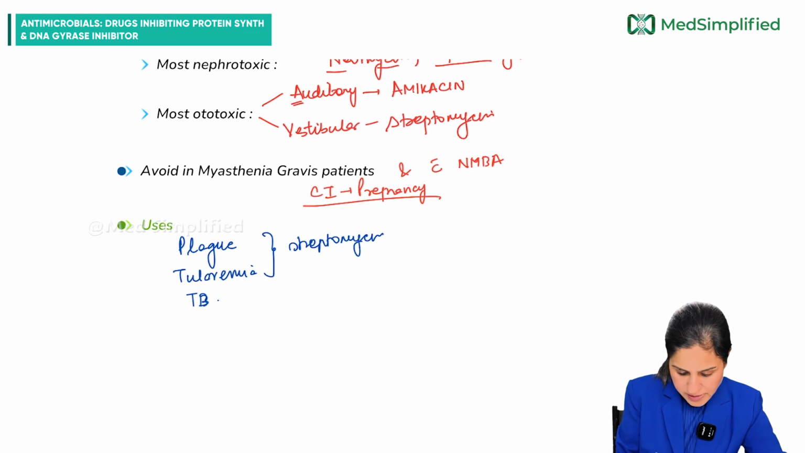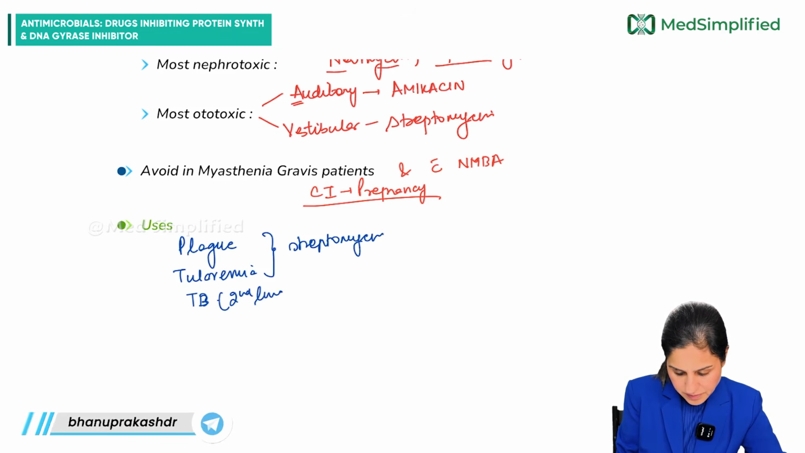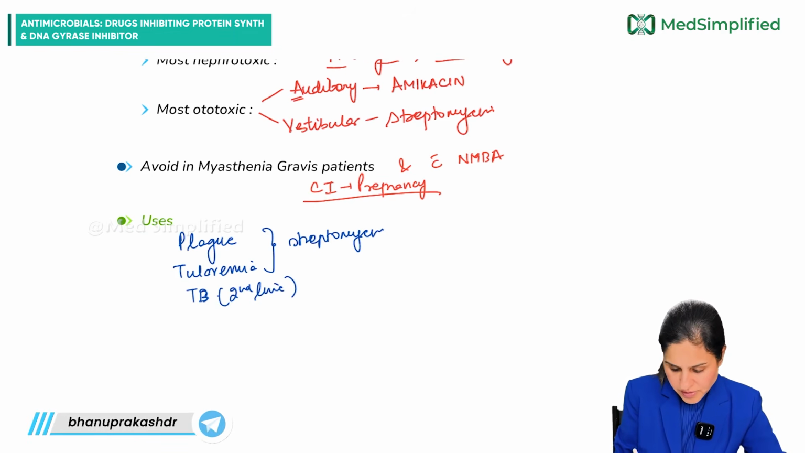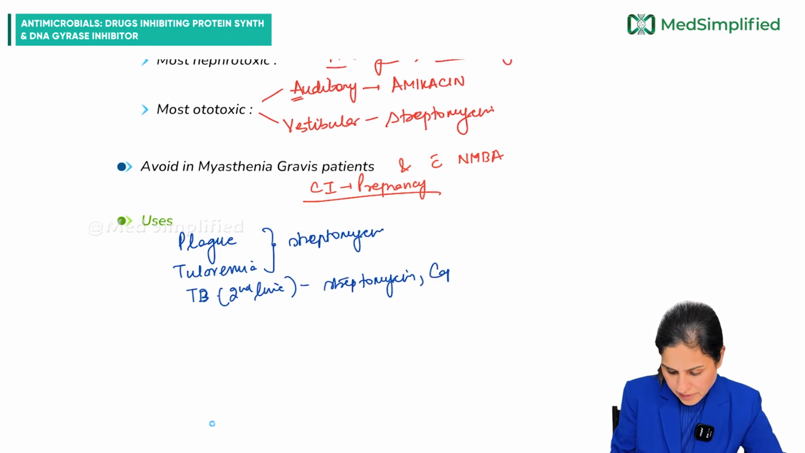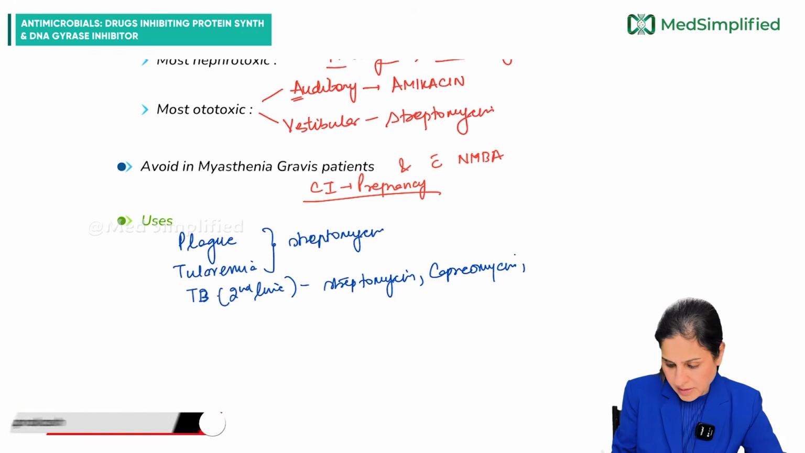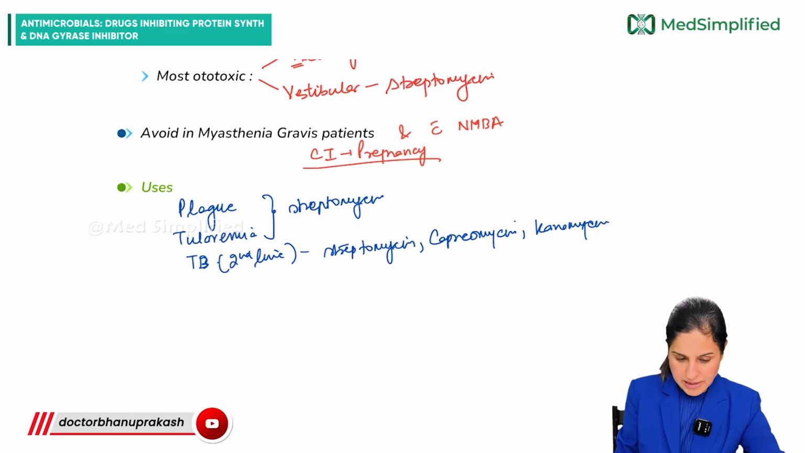Then in tuberculosis, streptomycin is a second line drug, actually reserve first line. Then we have capreomycin, kanamycin, etc. These drugs are there.